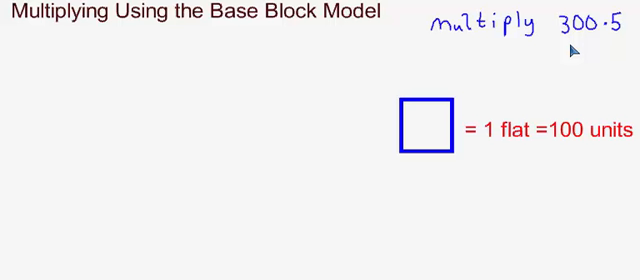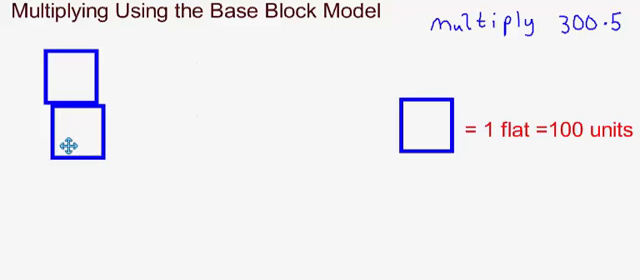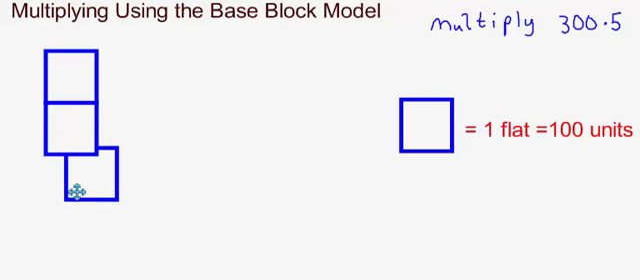Since I want 300 units and each one of these is 100 units, I will need 3 of these squares. So on your paper you could draw 3 squares on top of one another. That would be 1, 2 squares. One more would be 3. So this would represent 1, 2, 3 flats or 300 units.